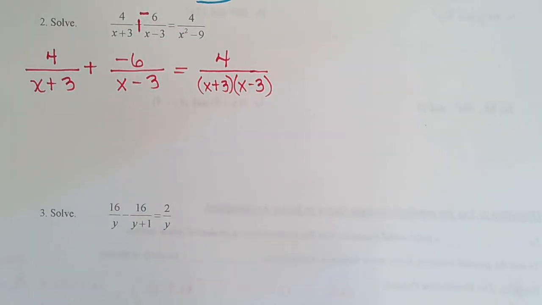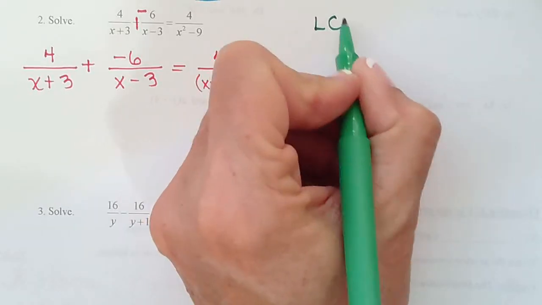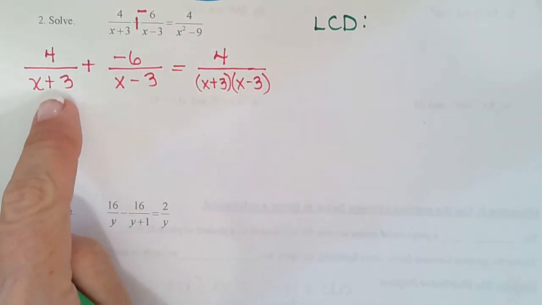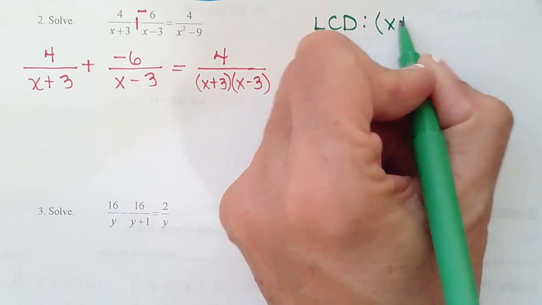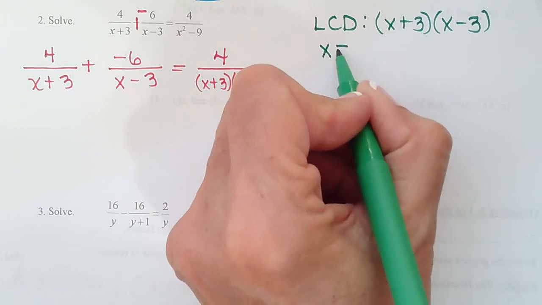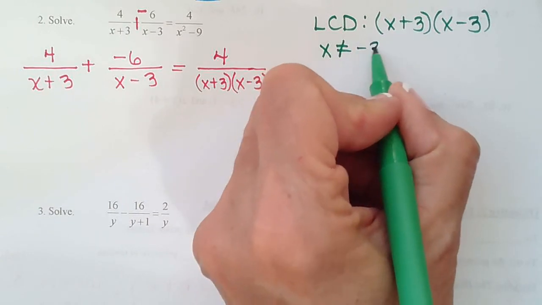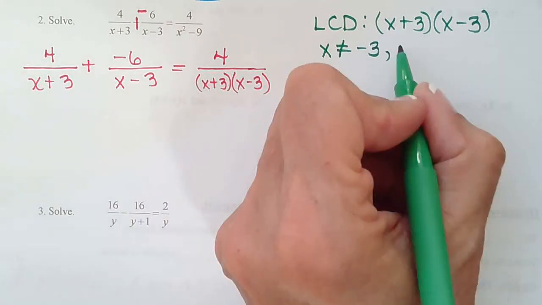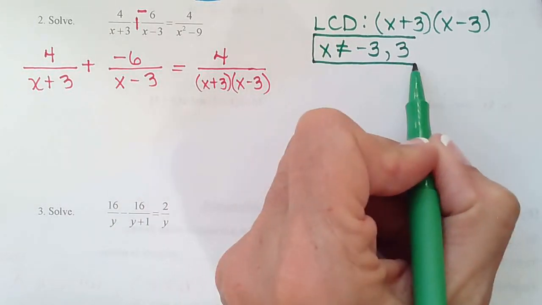Okay, now that we have it completely factored, now we're ready to do the LCD and the restrictions. So LCD is everything we see without repeating. I see an x plus 3, I see an x minus 3, that would be repeating. So my LCD is x plus 3 times x minus 3. My restrictions: x cannot be negative 3, because plus 3 makes that 0, so negative 3. And 3 minus 3 makes that 0, so positive 3. Negative 3, positive 3. So there's my restrictions.